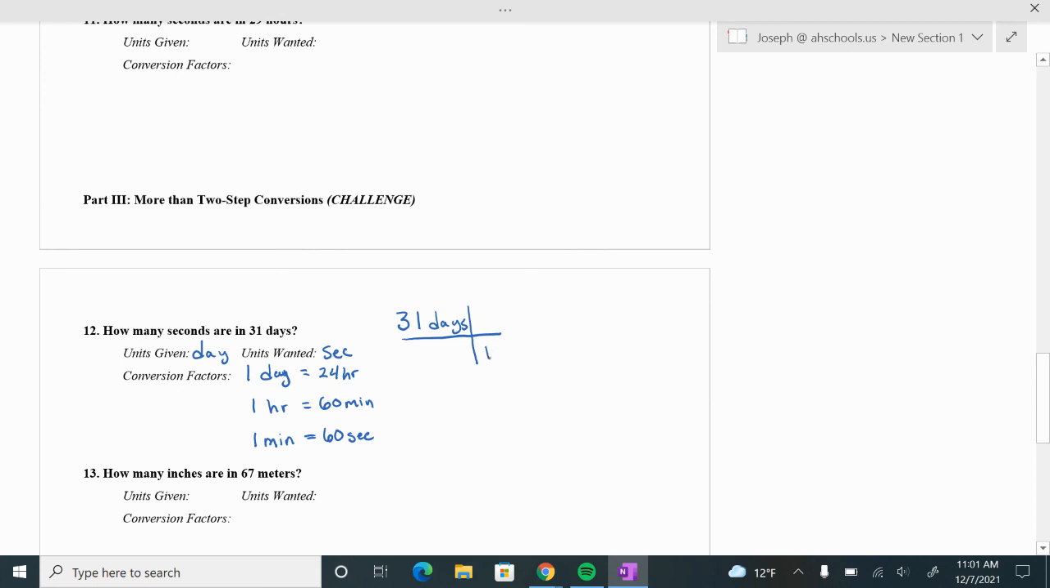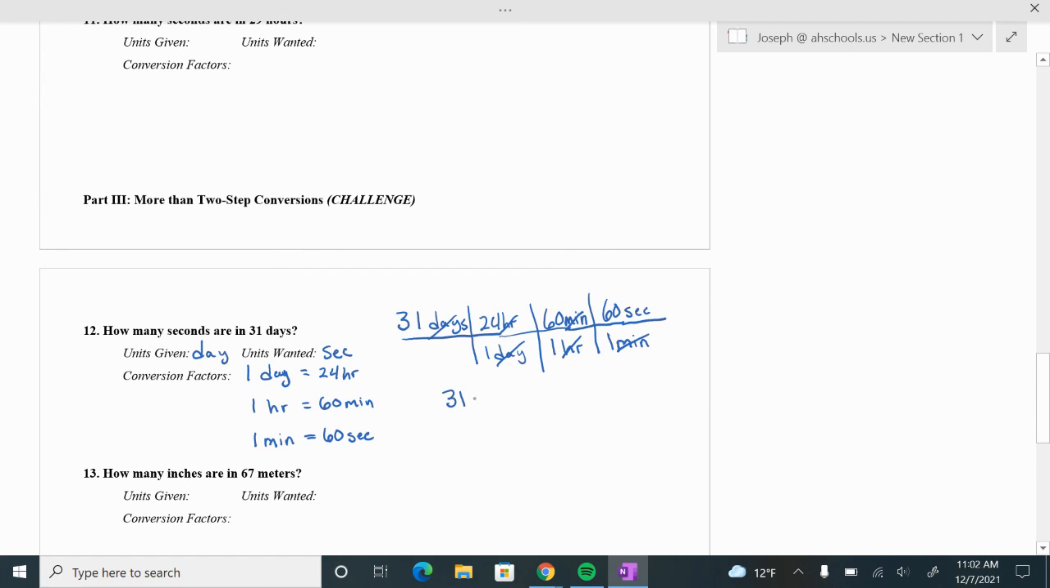I'm going to use my first conversion factor: 1 day is equal to 24 hours. I got rid of days, but now I'm left with hours. So I want to take 1 hour and 60 minutes. Now I have minutes, but I want seconds, so I'll do my final conversion factor of 1 minute is equal to 60 seconds. I'm left with the units of seconds, which is exactly what I want.